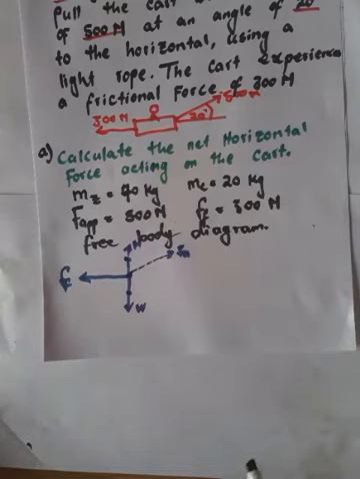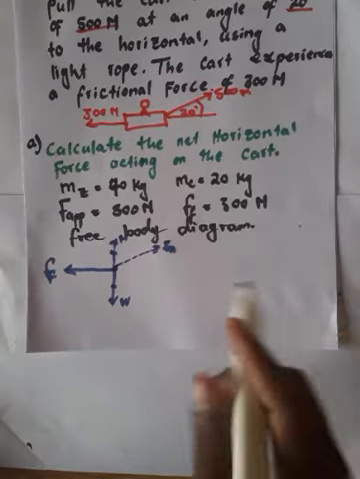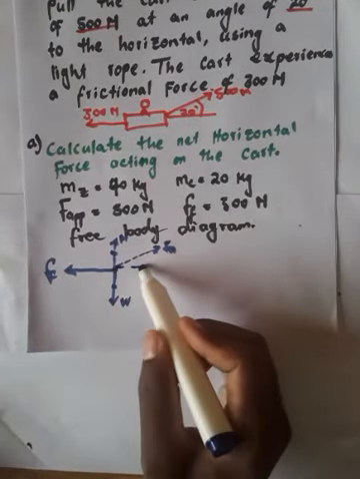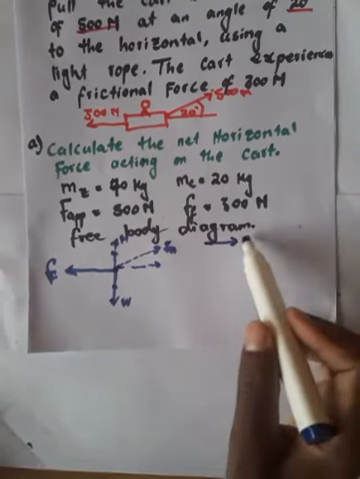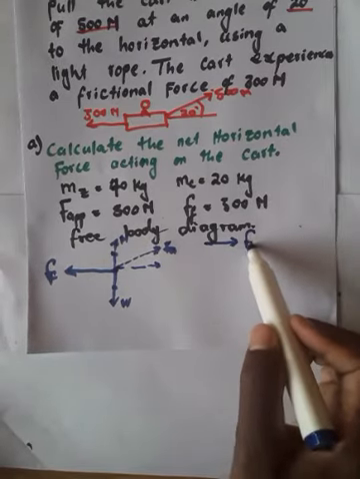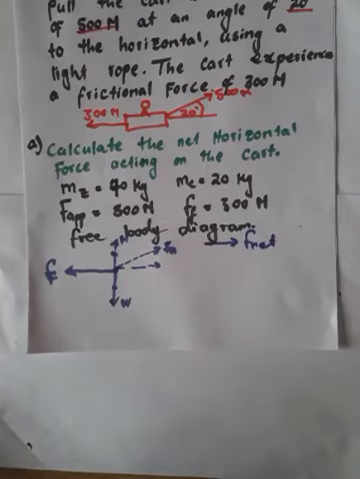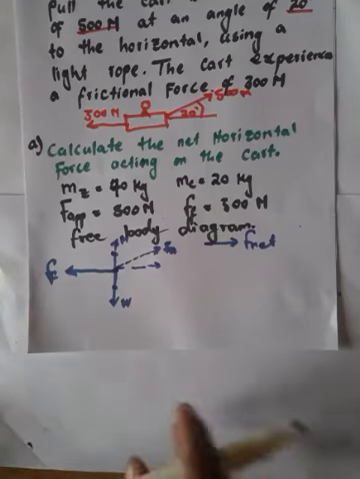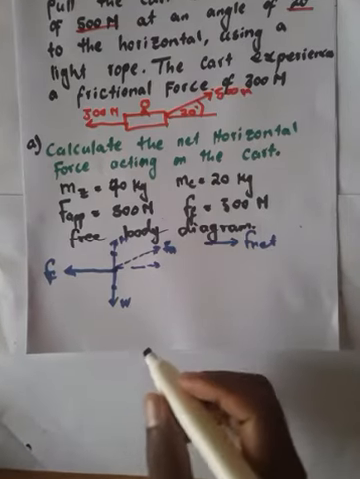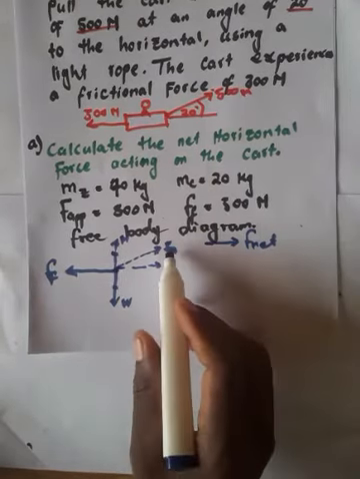So that means the horizontal forces are not balanced, so we want to calculate the net force. If the cart is going this way, that means the F net is also going this way. Newton's second law states that the object will accelerate in the direction of the F net. So if it's going this way, the net force is going that way also.